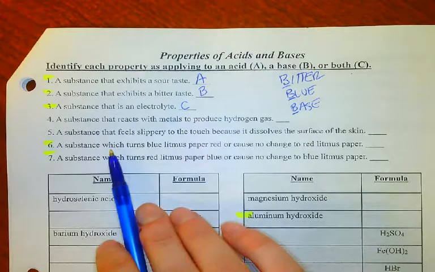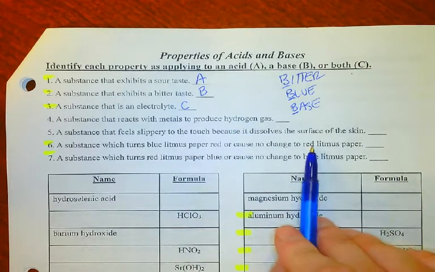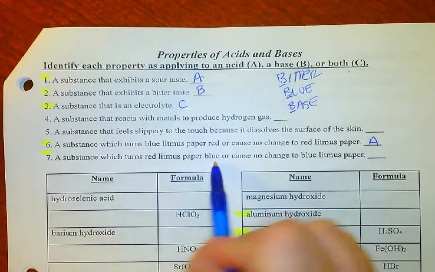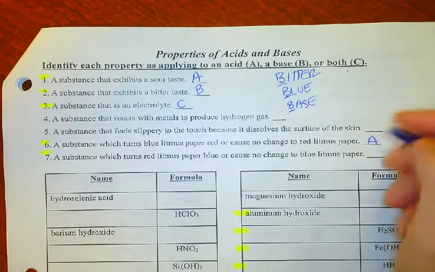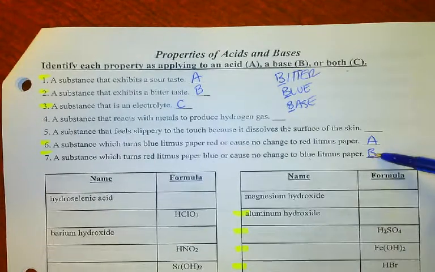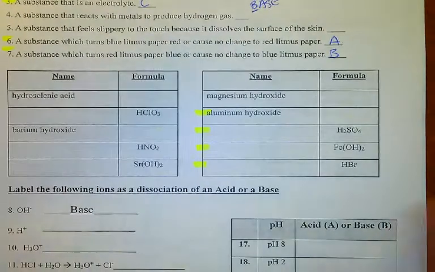If we skip down to number 6, a substance which turns blue litmus paper red or causes red not to change, so that would be acids. Turns red blue or makes blue stay blue, that's a bitter blue base. Okay, so if we remember bitter blue base, then we know that acids must be the red kind for those litmus papers.